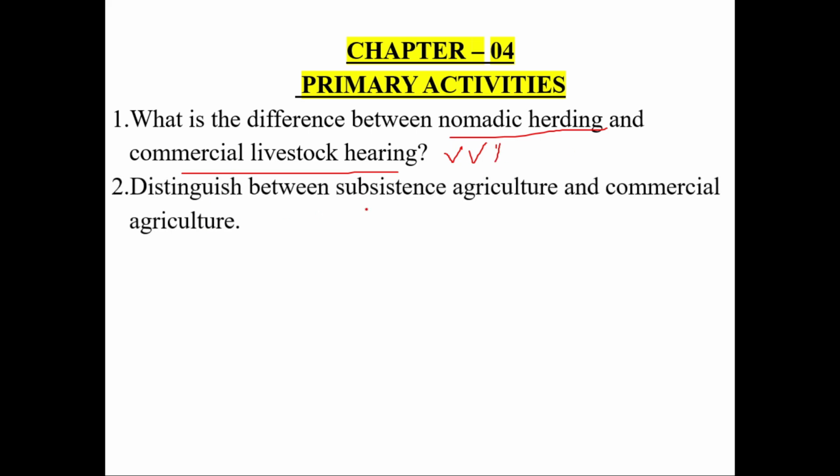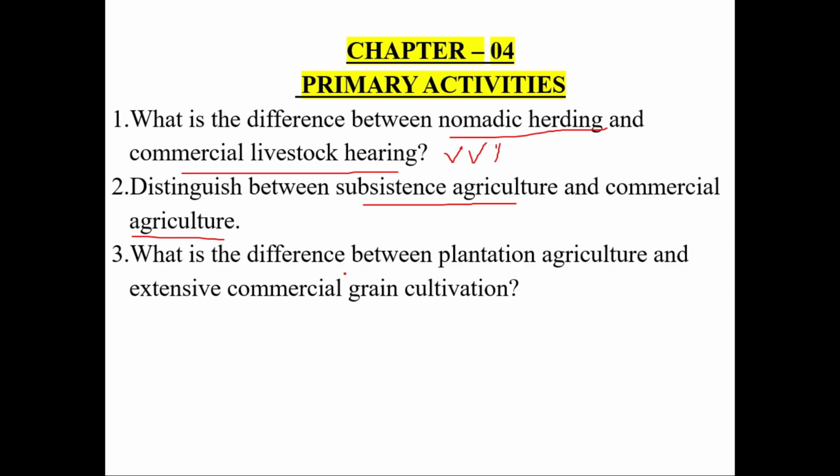The second one is to distinguish between subsistence agriculture and commercial agriculture. Here I want to mention that sometimes the question will come like characteristics of subsistence agriculture or characteristics of commercial agriculture. If we study the difference between subsistence agriculture and commercial agriculture, you can easily write the answer if the question asks for the characteristics of commercial agriculture. This question actually occupies two successive answers. The third important question is plantation agriculture and commercial grain farming.